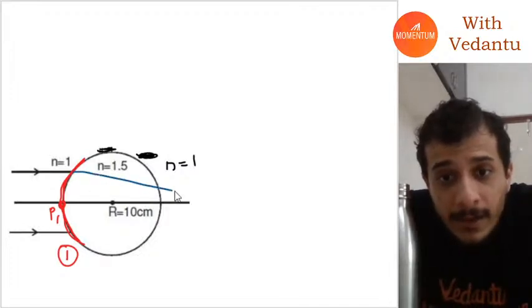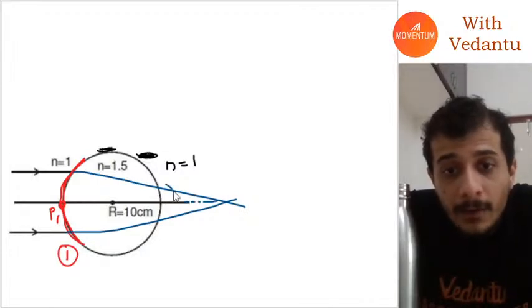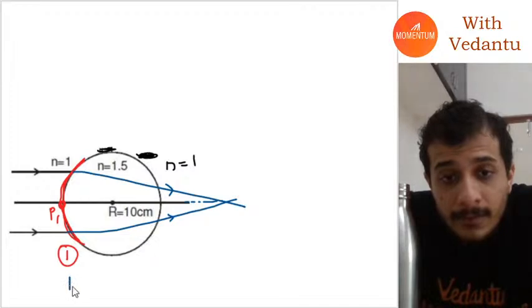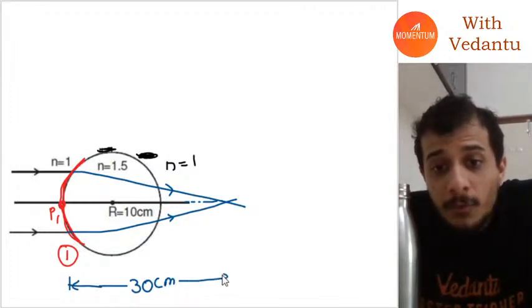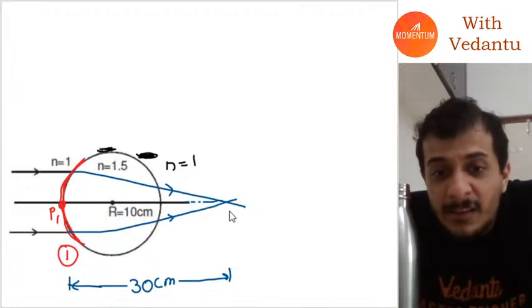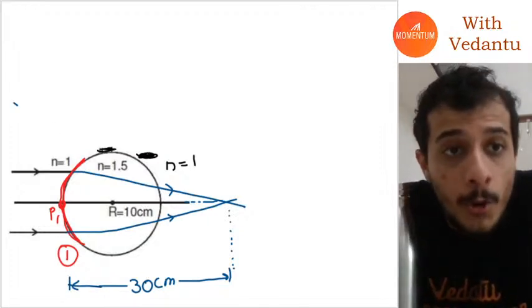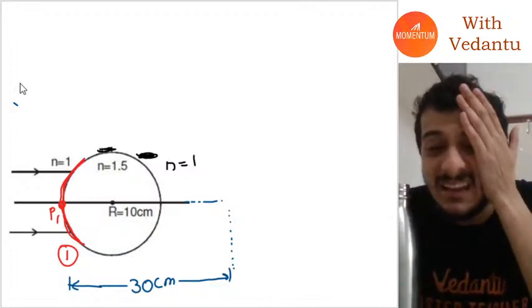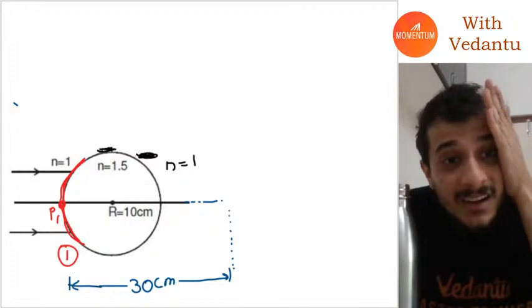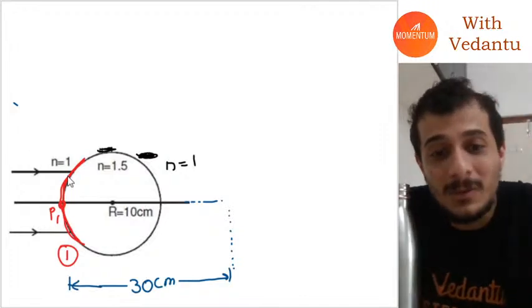We will not be able to ignore it, but if you ignore it for now, what you might have seen was that these two rays, after coming out, meet somewhere here, such that this distance is 30 centimeter. They would have met here if the second surface was not there, guys. But the thing is, oh my god, there is a second surface also there. So what will actually happen?